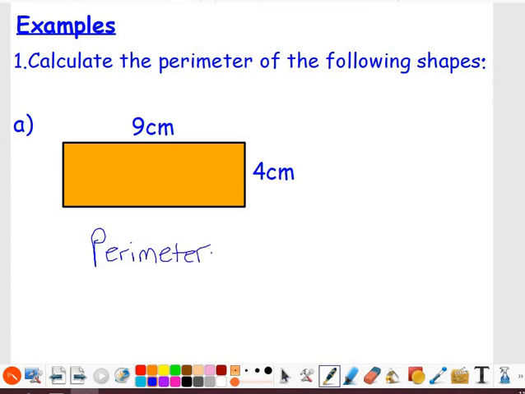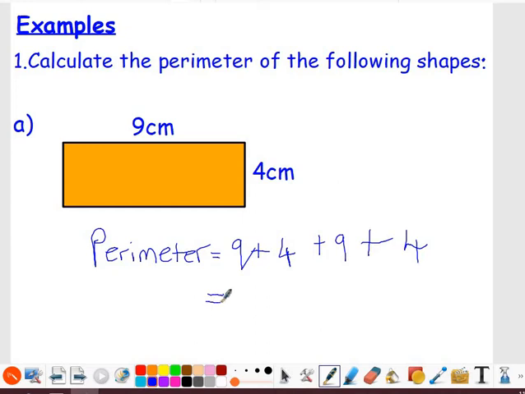So the perimeter equals, well, we can see the length of the rectangle is 9 plus the width of the rectangle is 4. So we've got 9, add 4, and then we need to account for this side as well. But because it's a rectangle, we know it's exactly the same as this length here. So you need to add another 9 centimetres. And then the last part is this side here, which we know is the same as that side. So the opposite sides of a rectangle are equal. So we need to add another 4 centimetres.